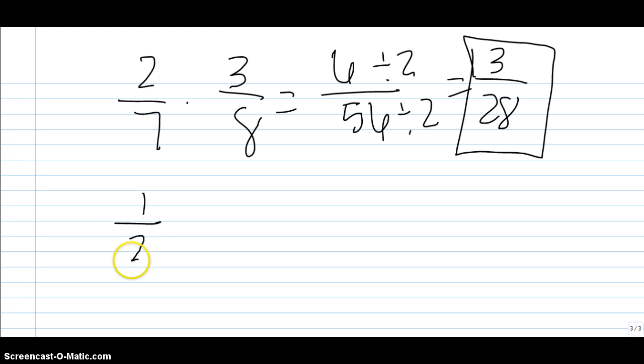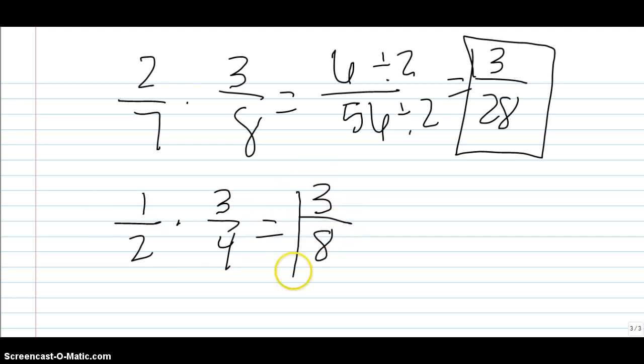Okay, so let's try another one. Let's say I have 1/2, and I want to multiply that by 3/4. Once again, we want to multiply going straight across. So 1 times 3 is 3, and 2 times 4 is 8, and our answer right here is in lowest terms, because there's no number that can go into 3 and 8.